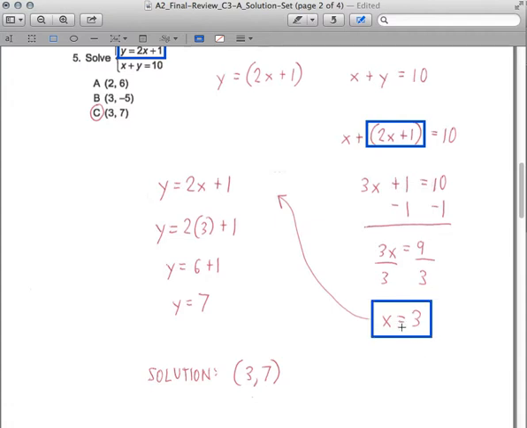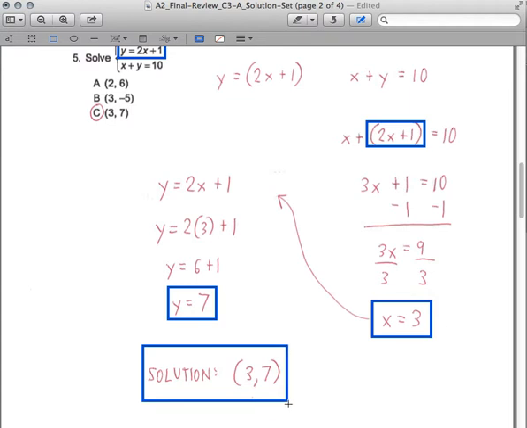We are then able to take that value and put it back into the other equation. We can actually take that value and put it back into either of the equations, and we should get the same value for y. We put that back in, substitute 3 in for x, and we can see that y is equal to 7. This creates our solution. Remember, the solution to a system of linear equations is an ordered pair. It is the x-y combo that makes both equations true.